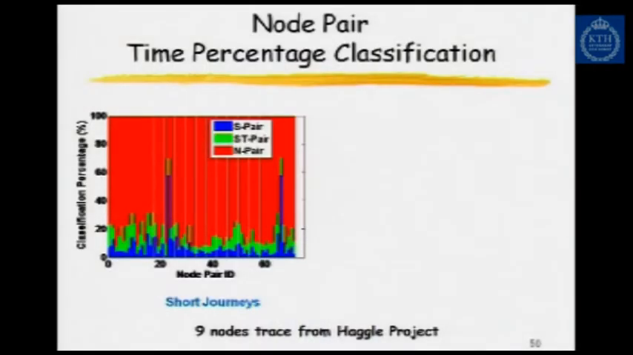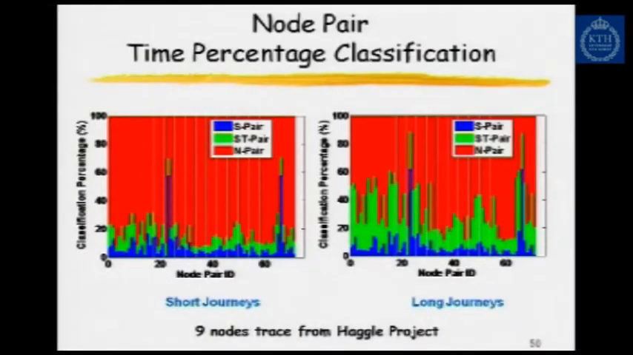Okay, you can do other kinds of things. You can talk about the classification percentage. Take any particular node pair, and you can see that over the lifetime of the trace, the node pair is 20% well connected, maybe another 20% space-time connected, and for another 60% there is no connectivity. You can also look at changes as you allow for longer journeys. If your application allows longer journeys, you will see that the amount of red decreases.